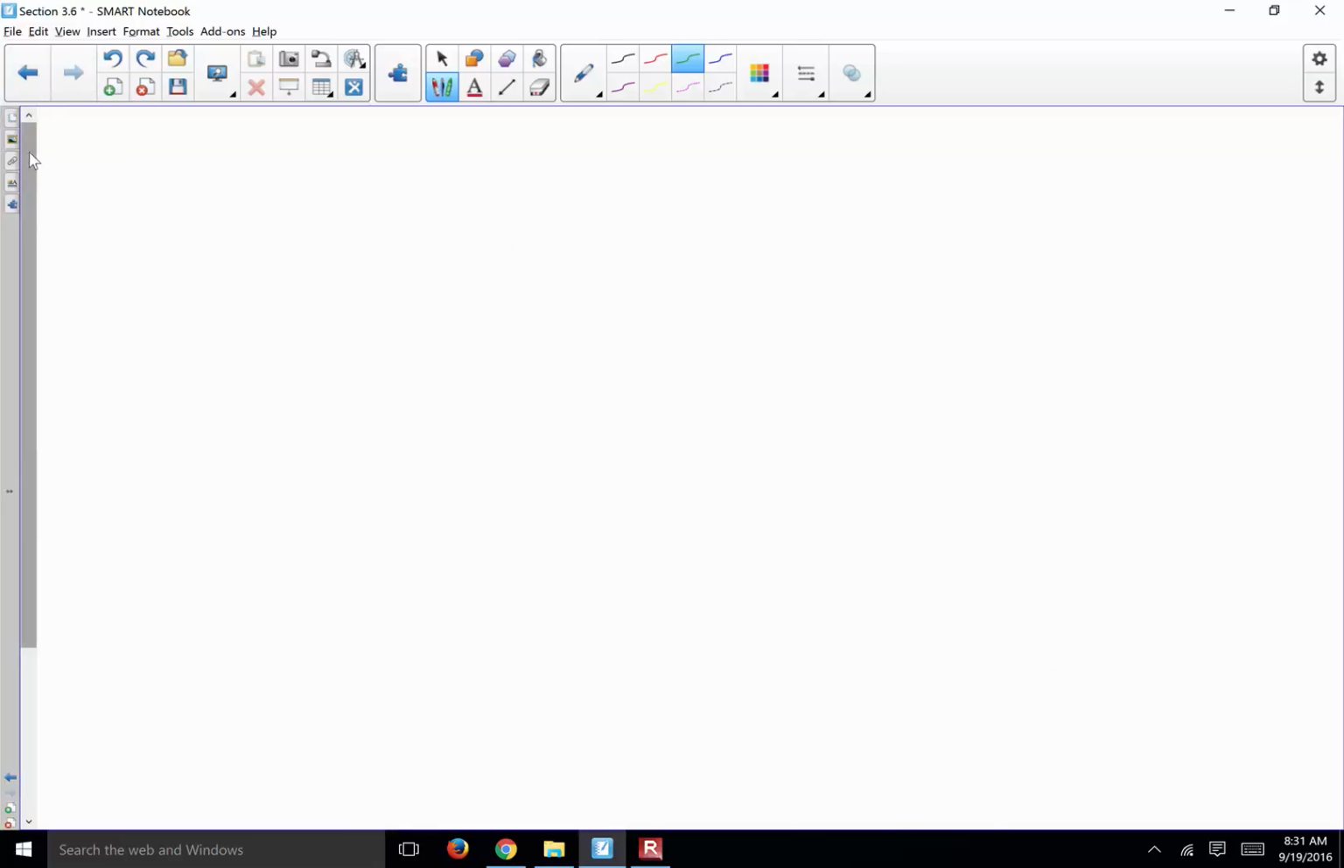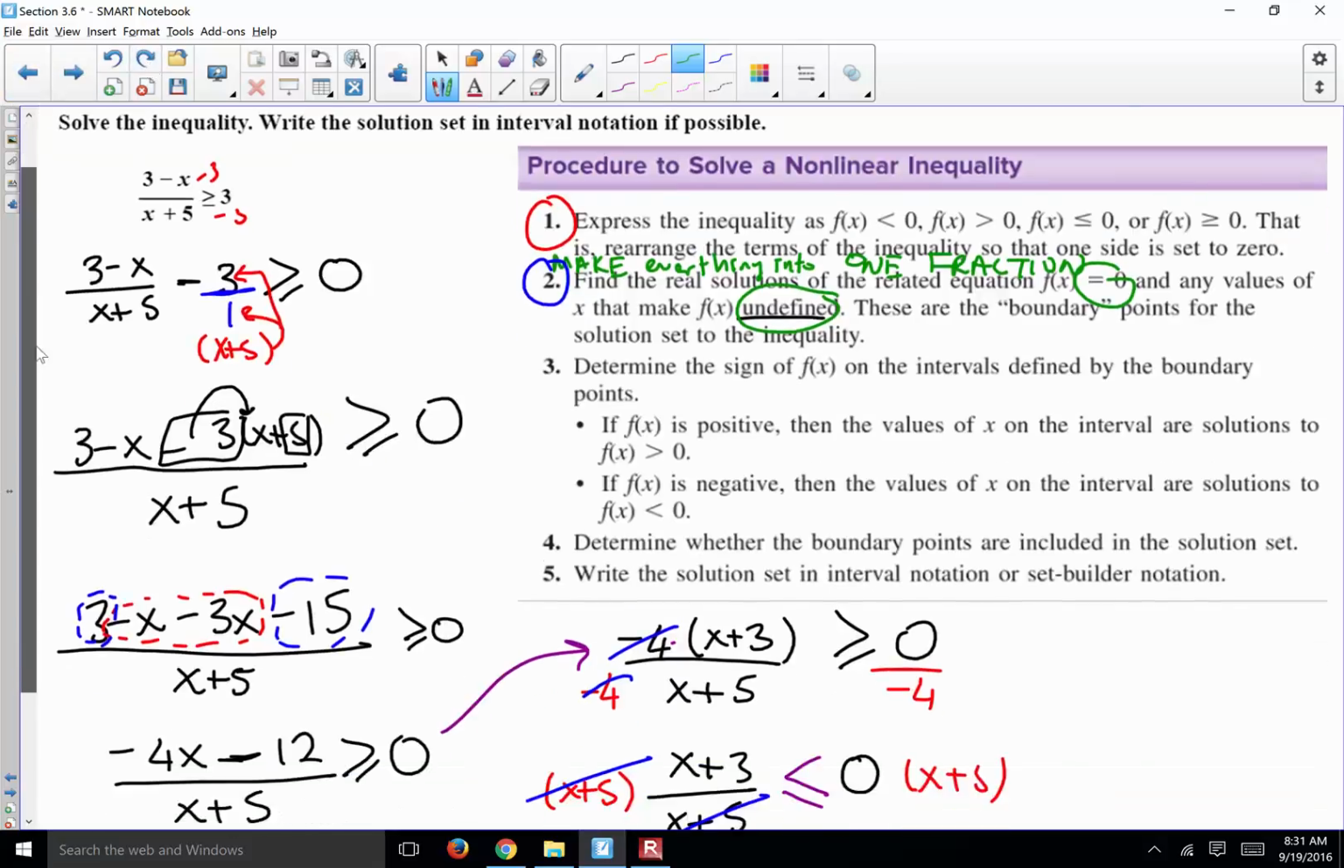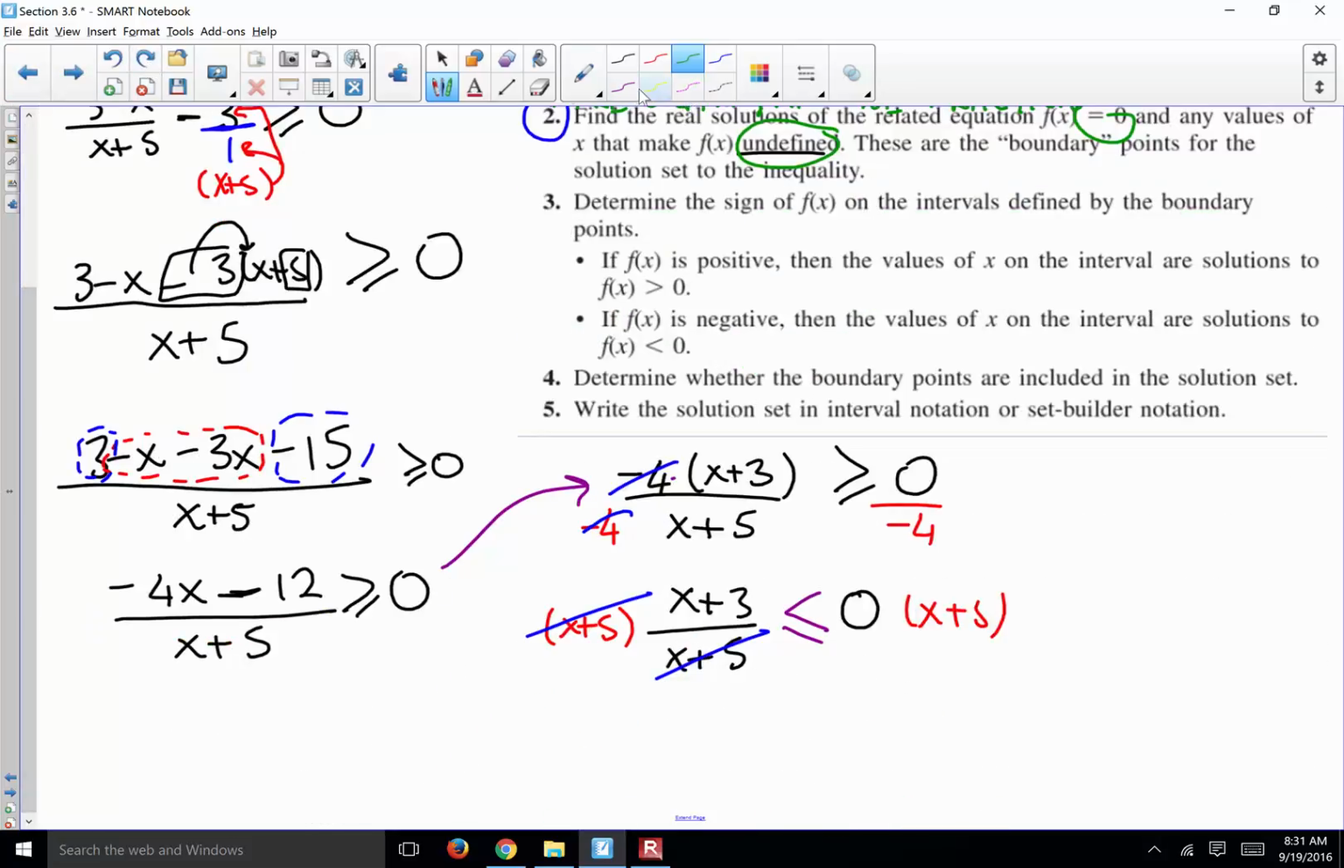Never ever divide any side of an equation with variables. Constants are fine. Don't multiply or divide by variables. You may have lost a solution.